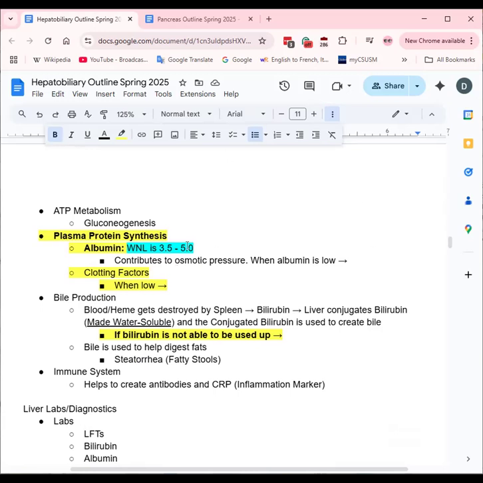And then here we have your albumin. Your normal levels of albumin is the same as your normal levels of potassium. We mentioned this already, so third spacing. Then you should know this one. Know your albumin level. It's the same as your potassium level. And we already talked about this. Clotting factors when low, increased risk of bleeding.